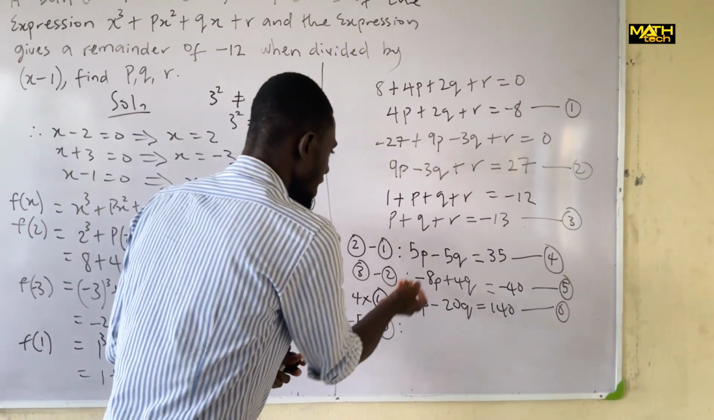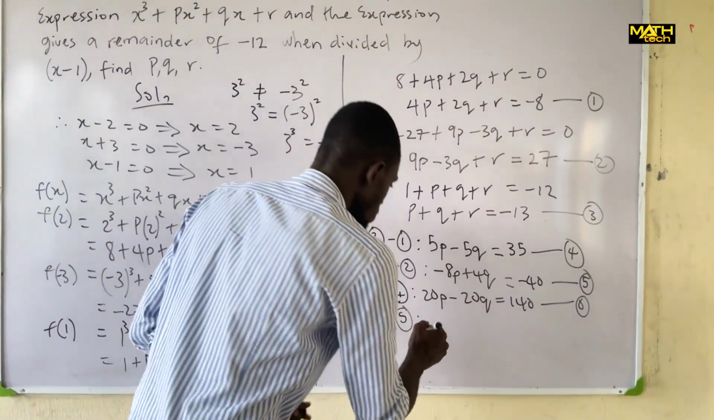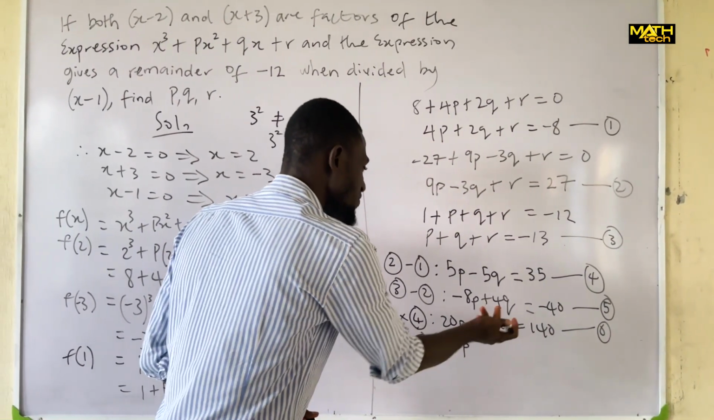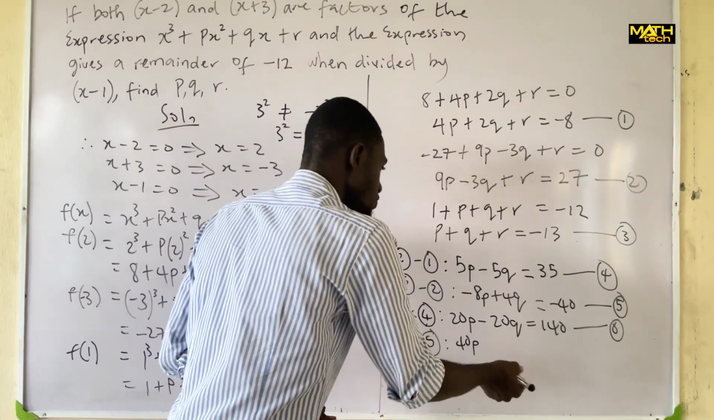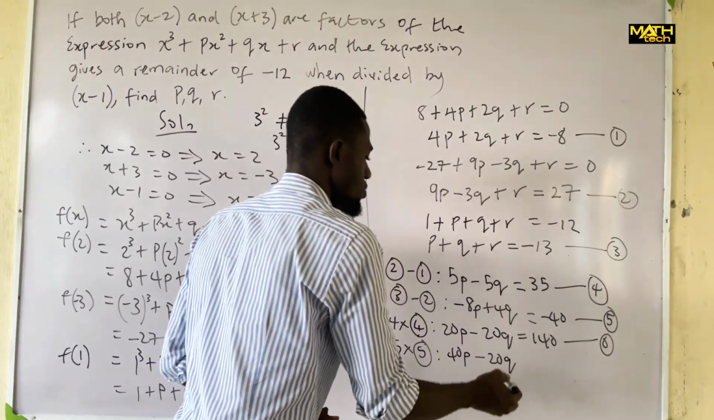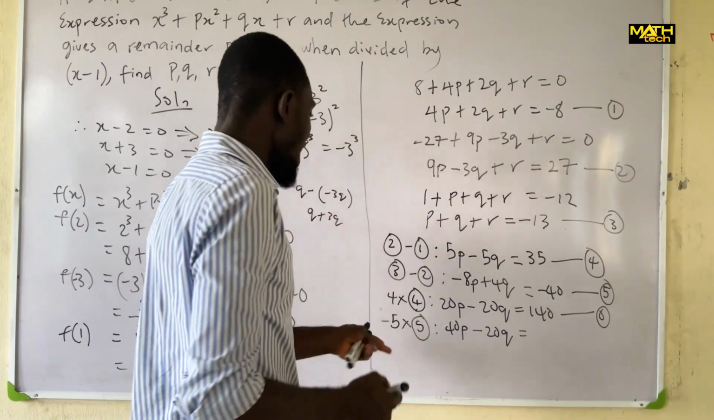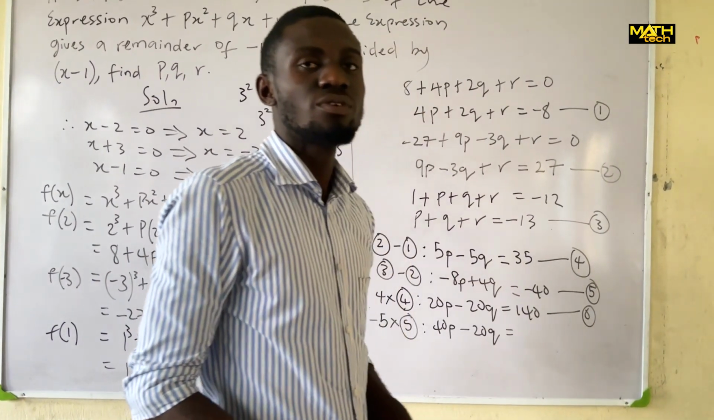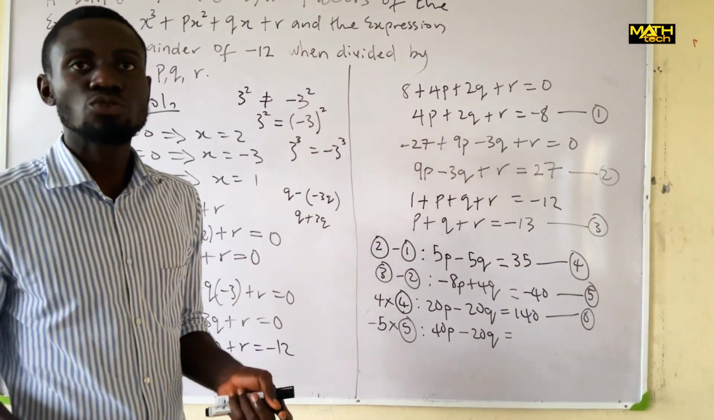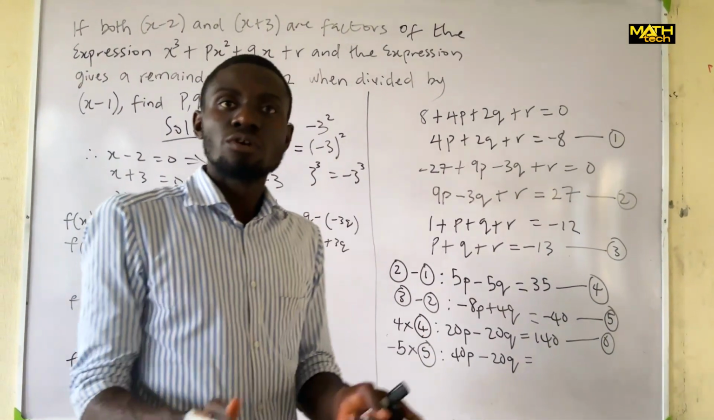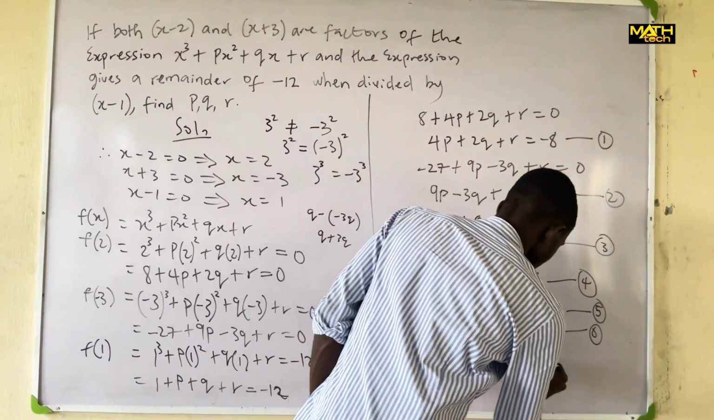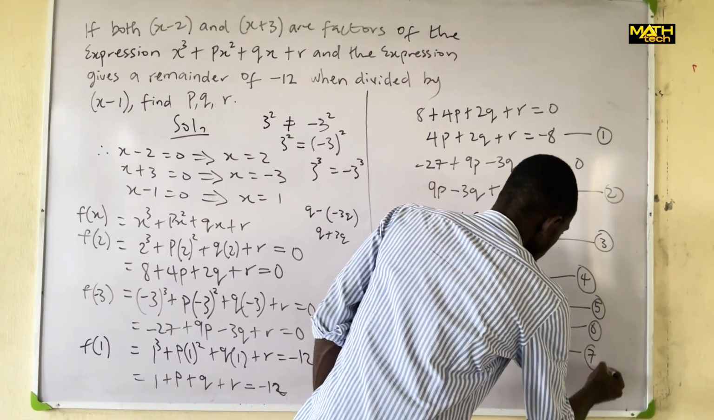So minus 5 times 8 minus 8p gives us 40p, that is positive, and minus 5 times 4q gives us minus 20q, equal to minus 5 times minus 40. The minus and minus go to plus, so 5 times 40 will be what? That will be 200. And we can call this equation 7.